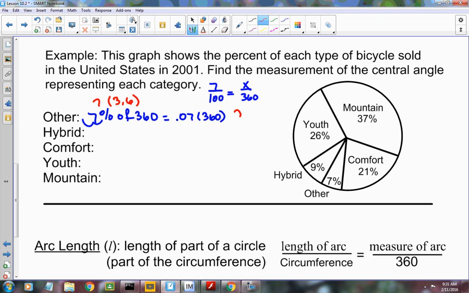25.2, right? Okay, 25.2 degrees is what we would use for other. Okay, how about hybrid? What do you get for hybrid? Why don't you work these out real quick? Let's see what you get.